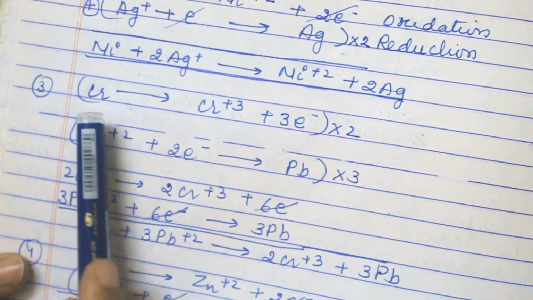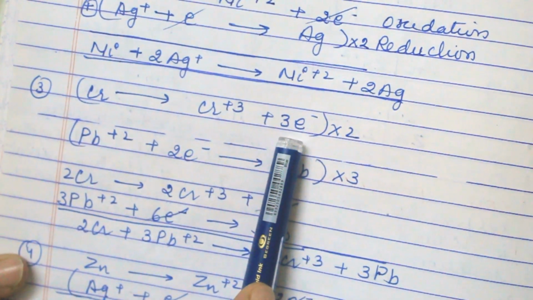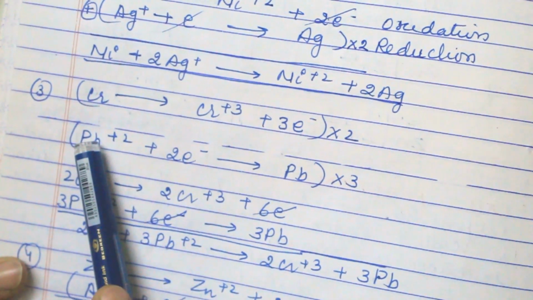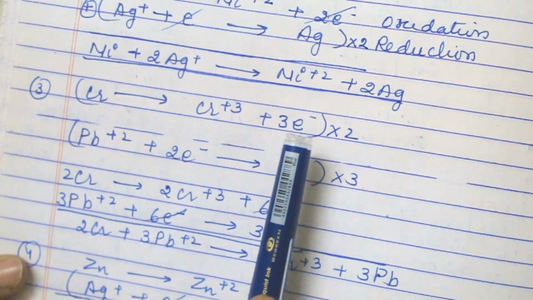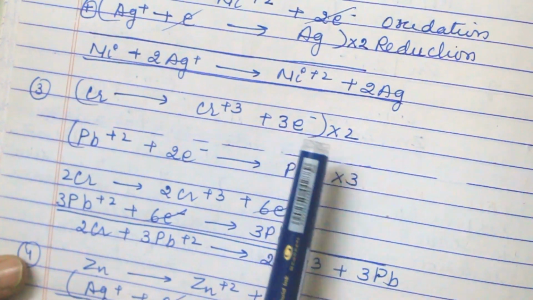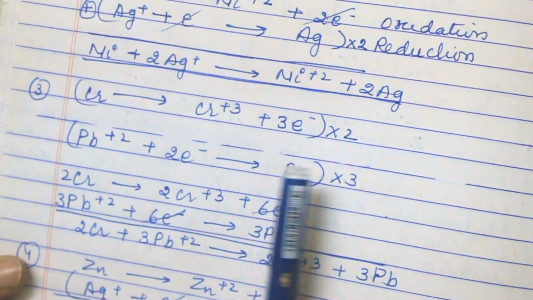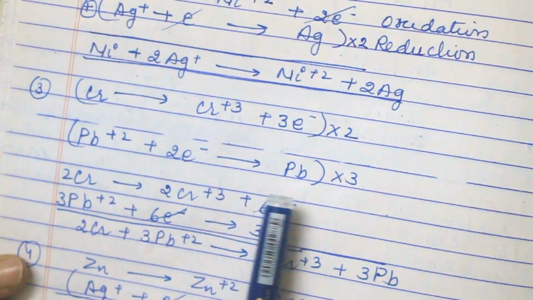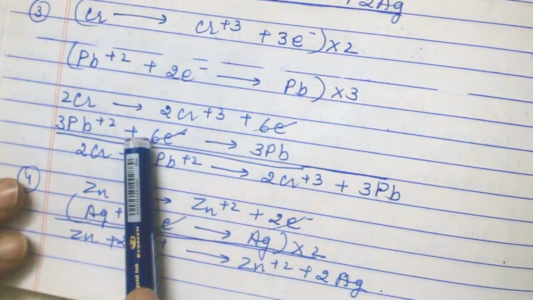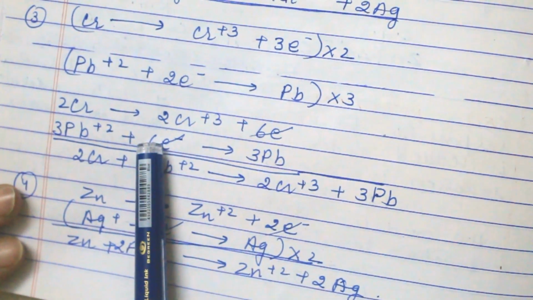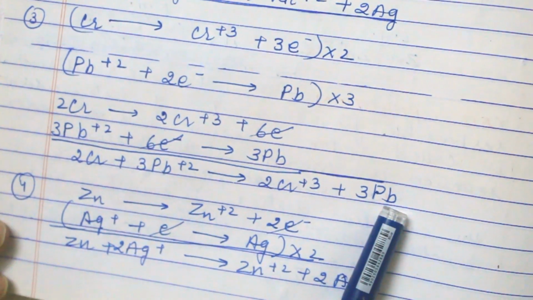Here chromium releases 3 electrons and Pb gains 2 electrons. So to balance the electrons, we multiply the first reaction by 2 and the second reaction by 3. So both have 6 electrons. They cancel altogether, and the net reaction is this.